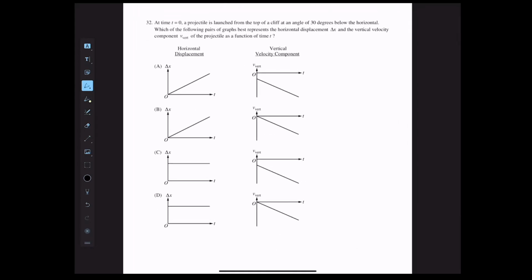So a projectile is launched from the top of a cliff. Horizontal displacement and vertical velocity. So horizontal displacement is increasing at a constant rate because horizontal velocity is constant. And the vertical velocity, it's initially negative and it gets more and more negative, so A is the answer.